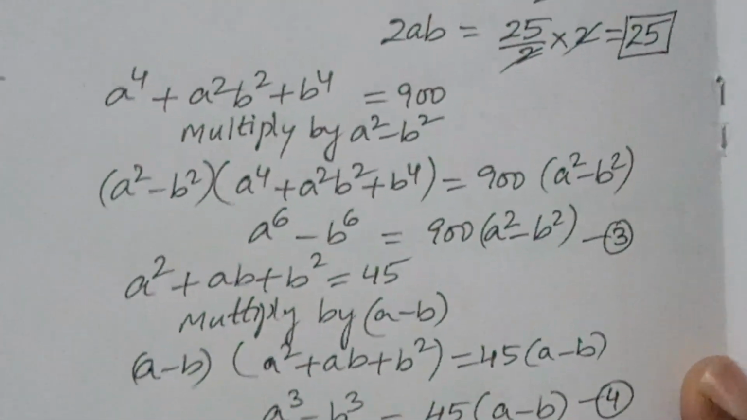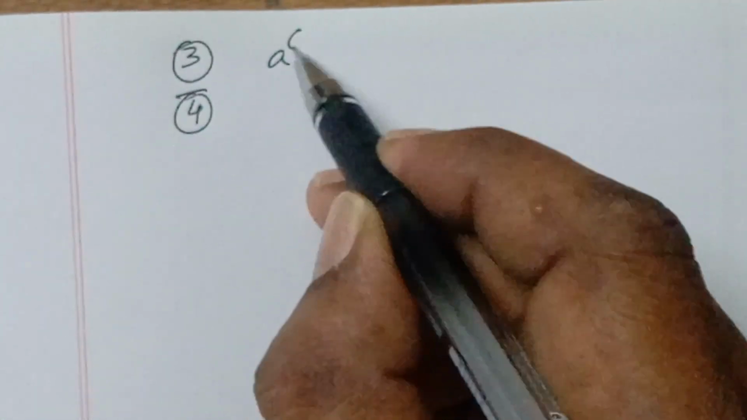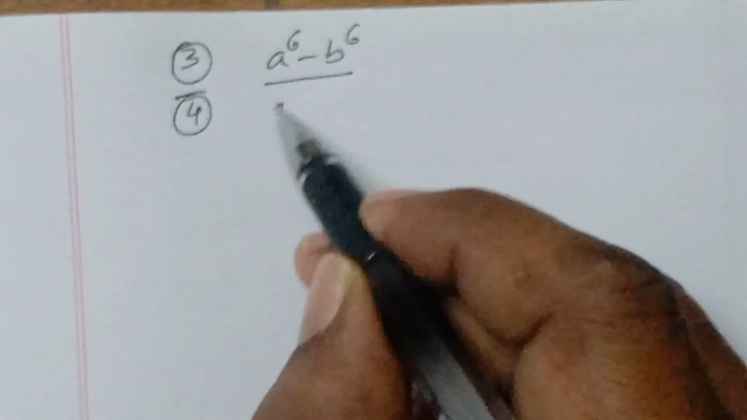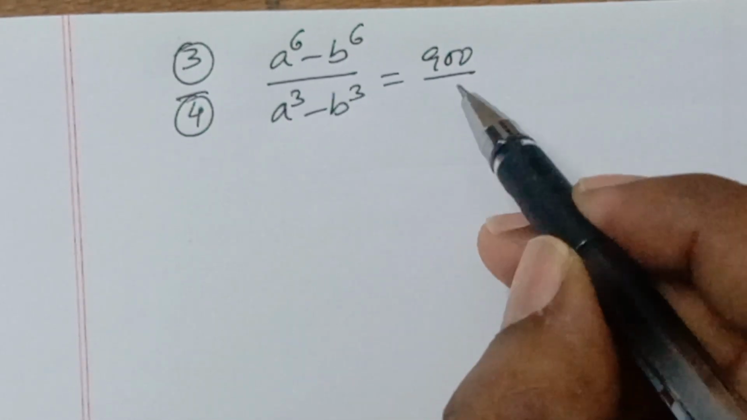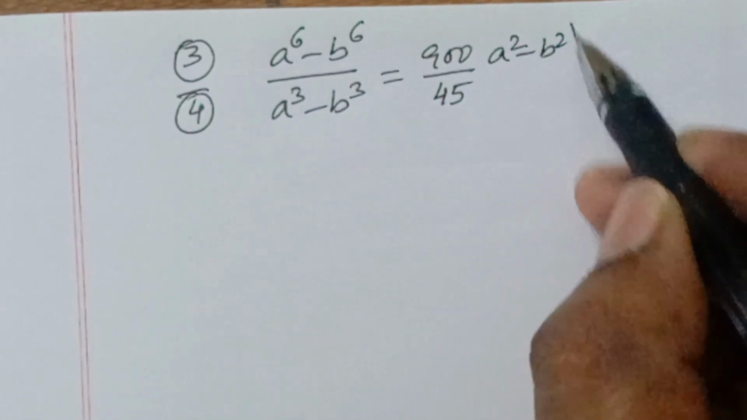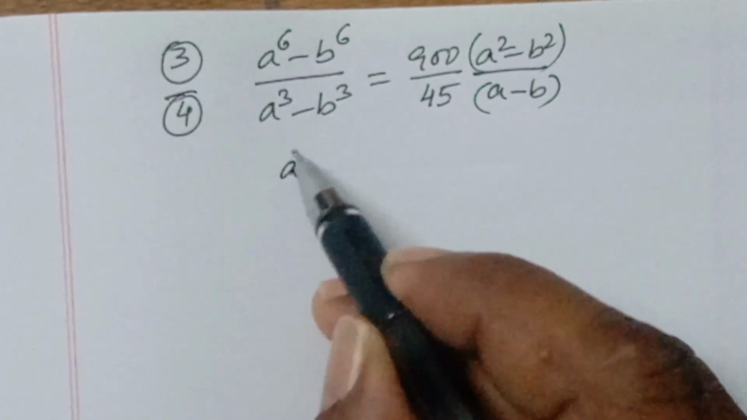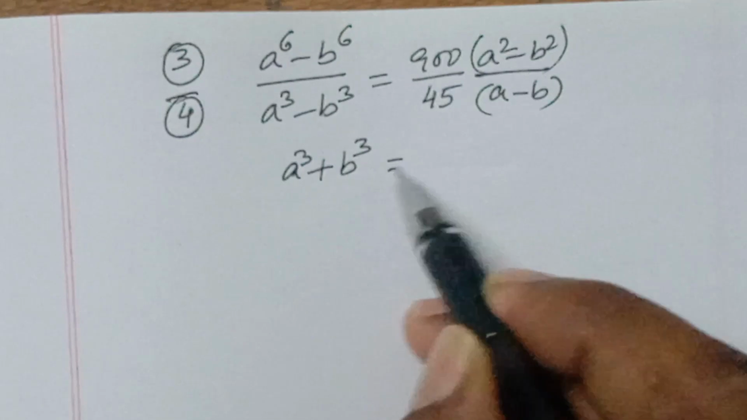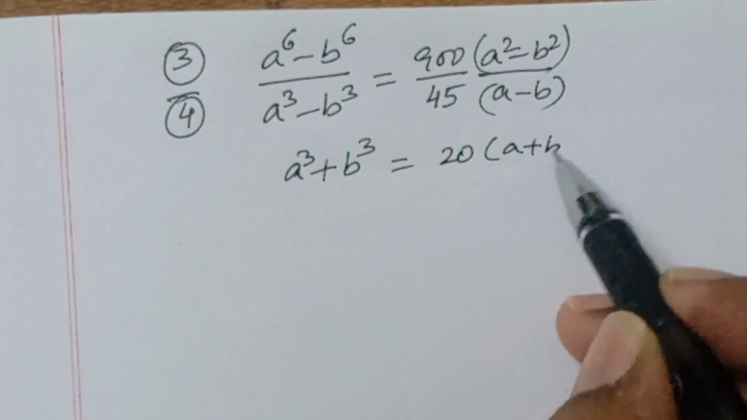Now dividing 3 by 4. A power 6 minus b power 6 by a cube minus b cube is equal to 900 by 45, here a square minus b square by a minus b. So here you'll get a cube plus b cube. A cube plus b cube is equal to 20 of a plus b.